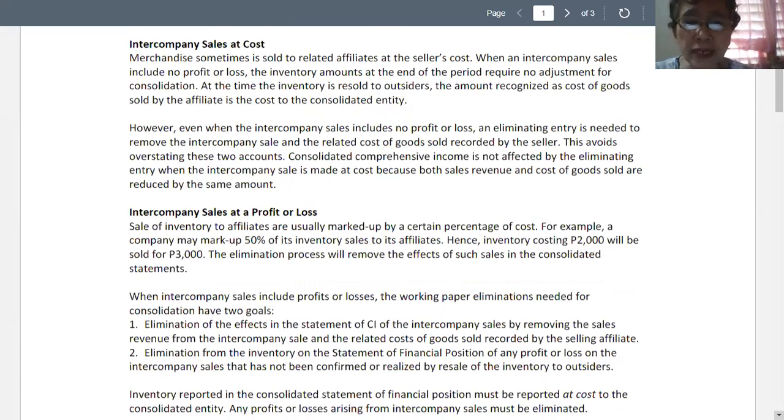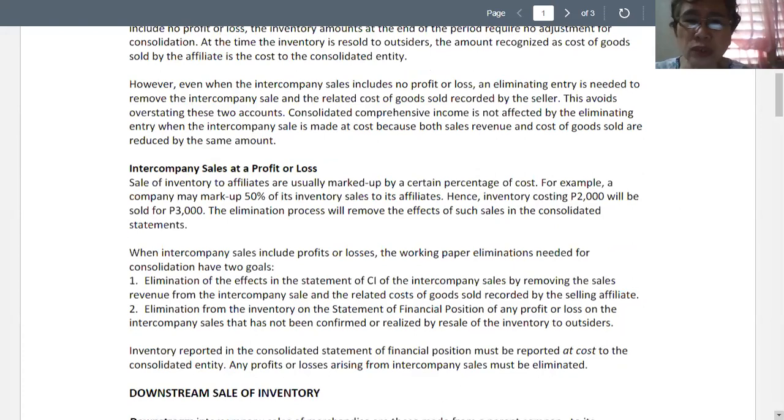Inventory reported in the consolidated statement of financial position must be reported at cost to the consolidated entity. Any profits or losses arising from intercompany sales must be eliminated. So in other words, you have to record the inventory items at cost in the consolidated statement.